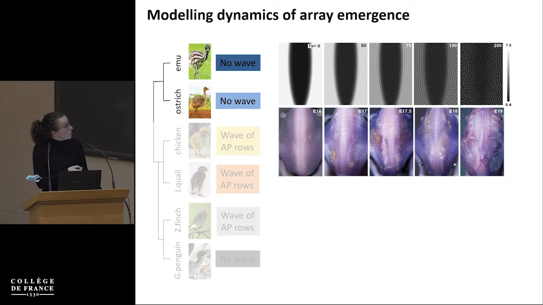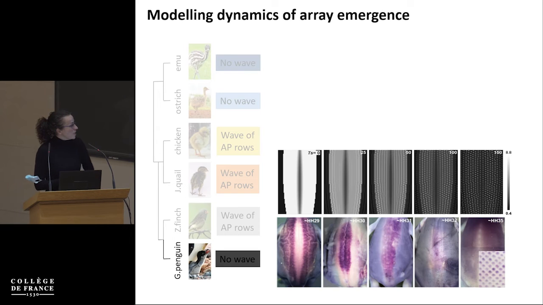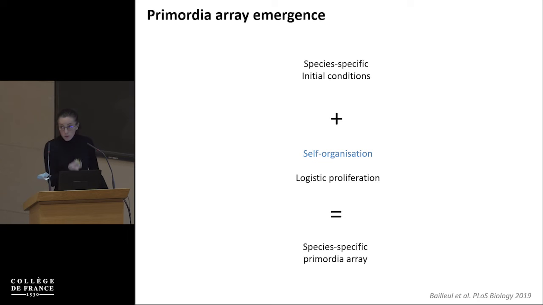Similarly, in the emu and the ostrich, if we simulate the wider beta-catenin area, we have no wave, with dots arising simultaneously throughout the simulation frame. And the same was true for the gentoo penguin. So what this modeling work predicted is that primordia arrays arise through a self-organizing mechanism combined with logistic proliferation, and the species specificity is constrained by species-specific initial conditions.